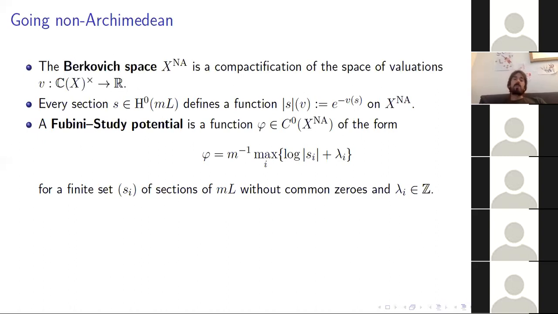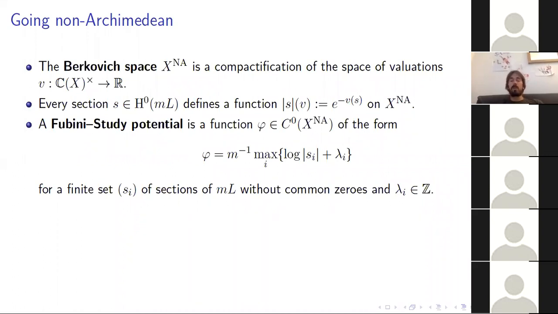So now, out of sections, you will produce basic functions, potentials, or metrics, if you want. It would be the same, in fact, in this setting. So what you do is you take sections s_i of some multiple of L, mL, and then you have the log of s_i, which evaluated on a valuation v is minus v of s_i. Then you want to also allow translation by a constant and taking a finite max. And you want the function that you get in this way to be continuous and, in particular, bounded. So you want the sections in question to have no common zeros.